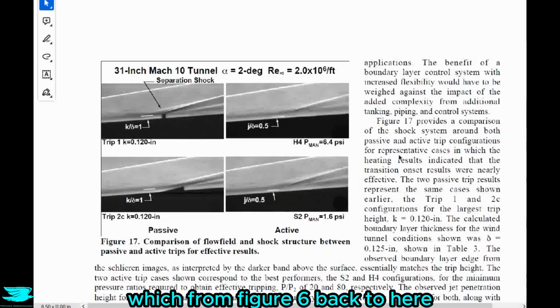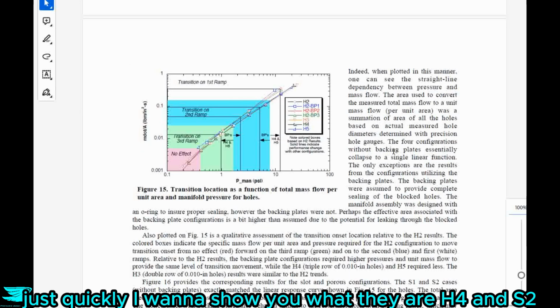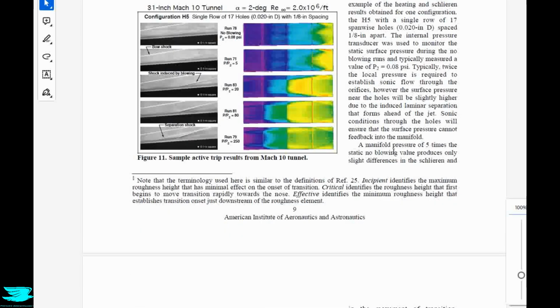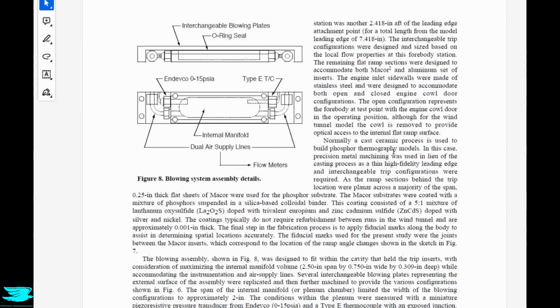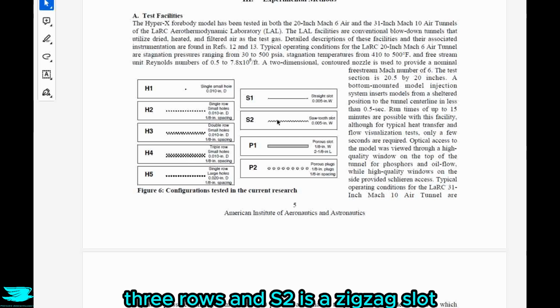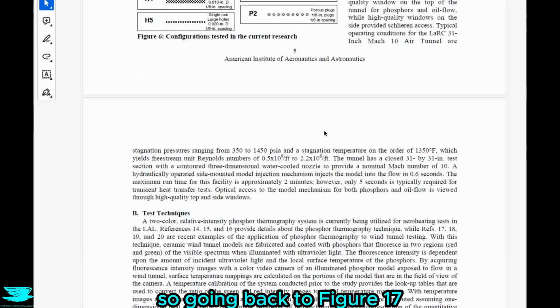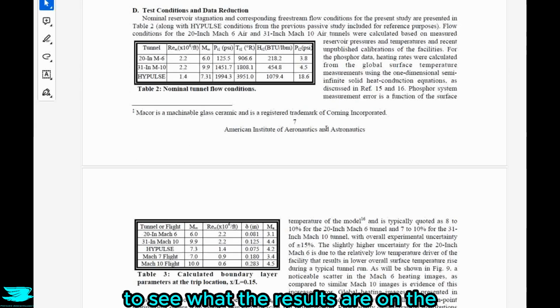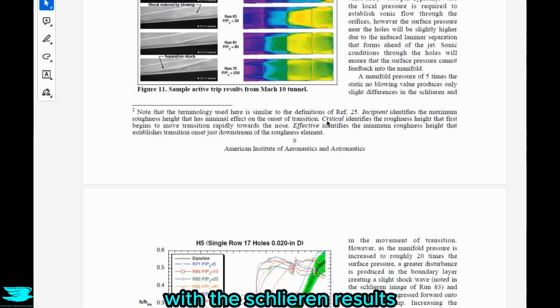which from figure 6, if we go back to here, just quickly, I want to show you what they are, H4 and S2. In figure 6, we see H4 is 3 lines of these holes, 3 rows, and S2 is a zigzag slot. So going back to figure 17 to see what the results are with the Schlieren results.